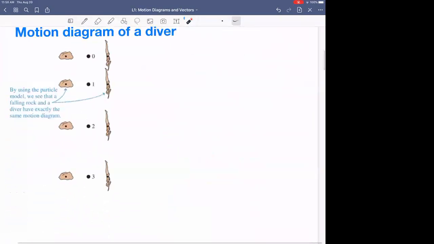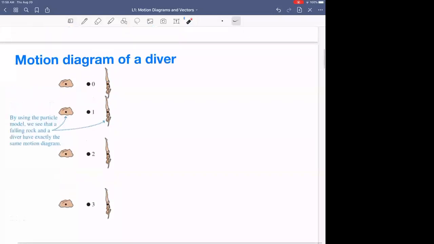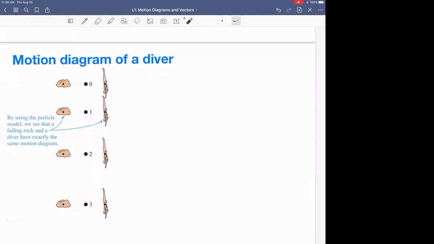And here is another example of an object which is moving down, but as it moves down, notice in equal time intervals it is covering greater and greater distances, which means here is an object that is moving down and speeding up as it moves down. Its speed is increasing.